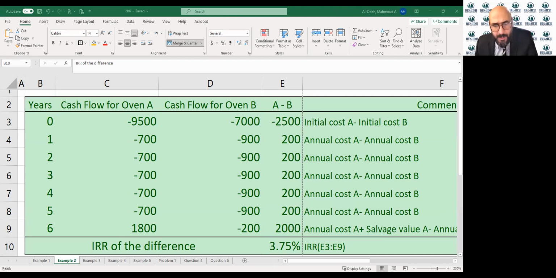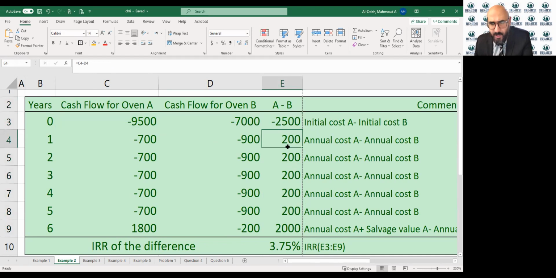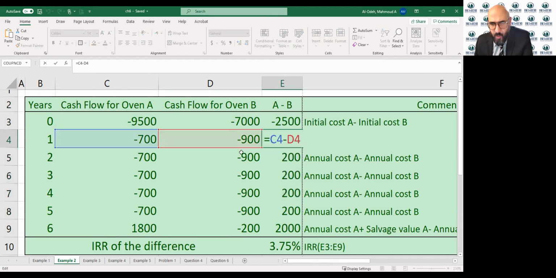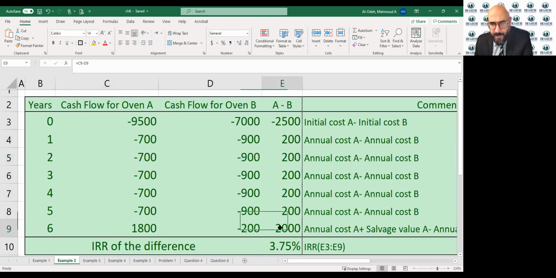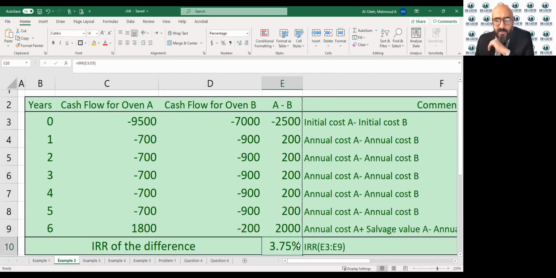So what we have to do here is find out where the higher cost is. The higher cost would be A, and B is the lower cost. So we subtract A minus B. As you see, we created another column here, and we call it A minus B, the cash flow for A minus B, which is subtracting the 9,500 minus the 7,000, 2,500. Then we find the difference between A and B. For example, 1,800 minus negative 200 would turn into positive, and that is where you see the 2,000.